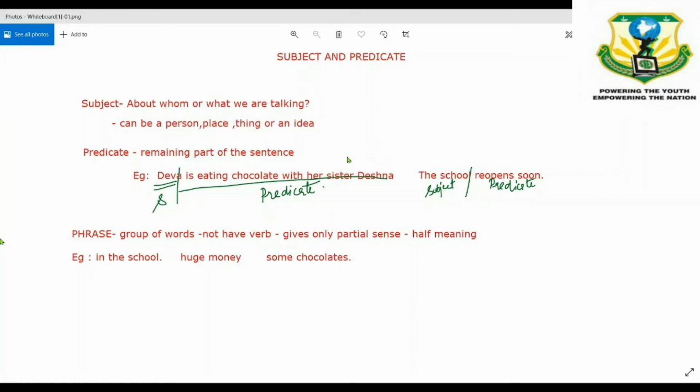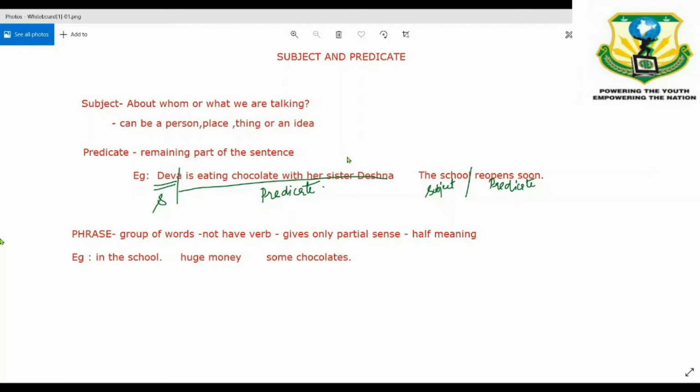So followed by the subject and predicate concept, we completed an activity in the course book, page number 55. And in the workbook, we completed page number 30. So subject and predicate are simple concepts in grammar where you find out what we are talking about, and the remaining sentence is the predicate.